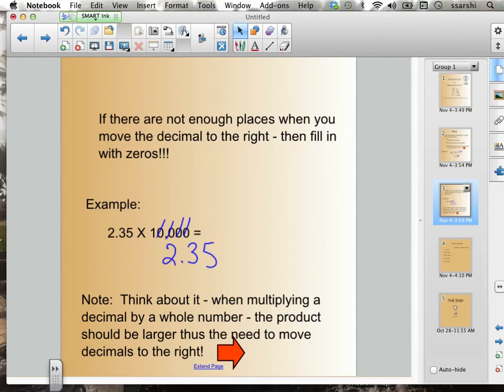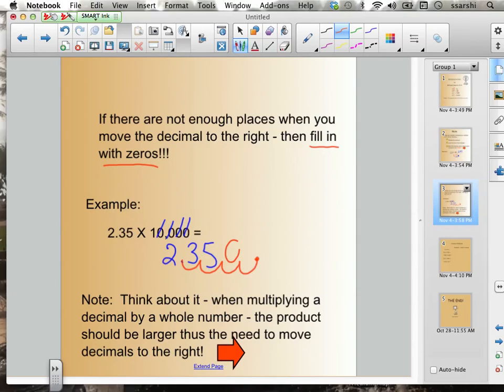I move my decimal point that number of places to the right. So 1, 2, 3, 4. And I fill in with zeros. So these are two places without numbers, so I put zeros there. So the product of 2.35 times 10,000 is 23,500. If you think about it again, when multiplying a decimal by a whole number, the product should be larger than the number we're multiplying. Thus the need to move the decimals to the right.